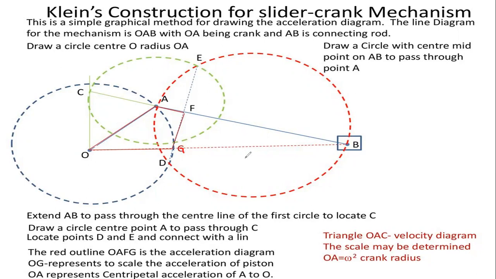So the red line OAFG is the acceleration diagram, in which OG represents to scale the acceleration of the piston. Here OG is the acceleration of the piston, in which it ends here, that is, the radius of the first circle.